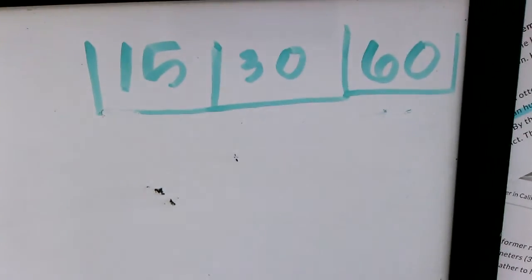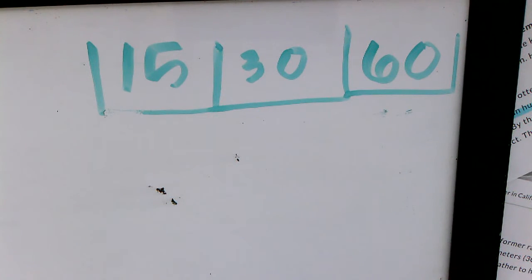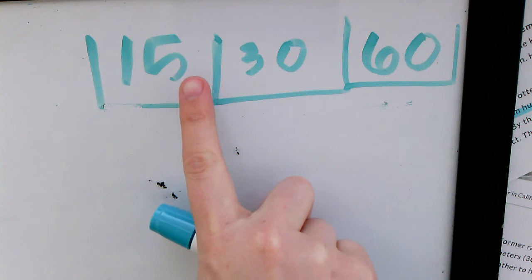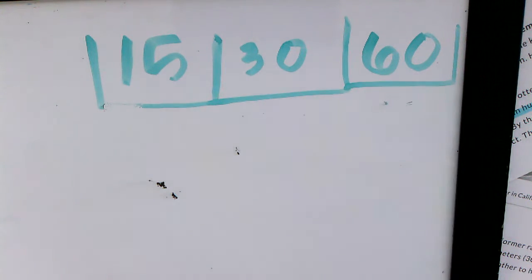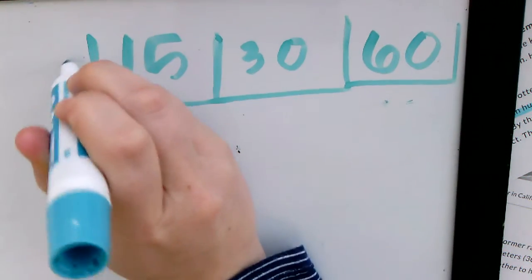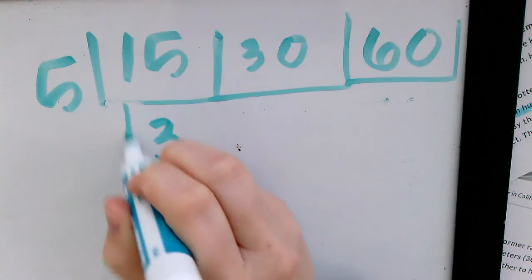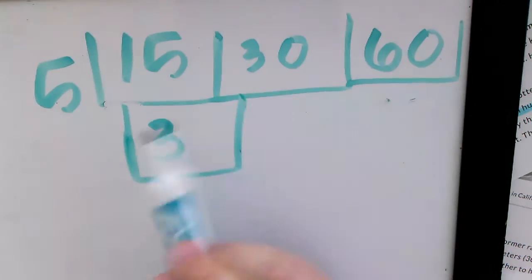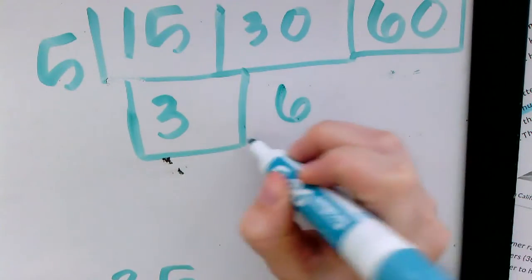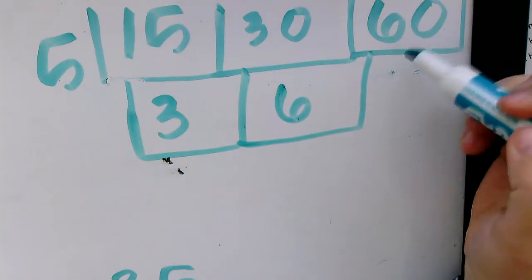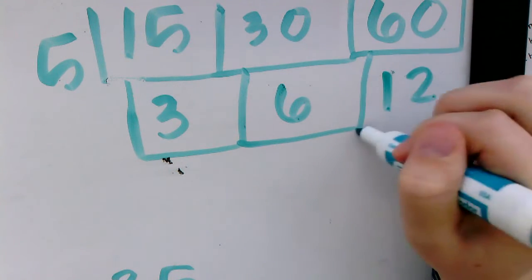Last but not least, I am going to come over here and do the ladder method with 3 different numbers. To start off, I need to find a number that goes into 15, 30, and 60 an even amount of times. So I know that 5 goes into all of these. I know that 15 divided by 5 is 3. I know that 30 divided by 5 is 6. And I know that 60 divided by 5 is 12.